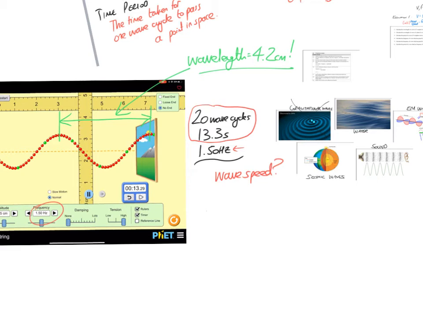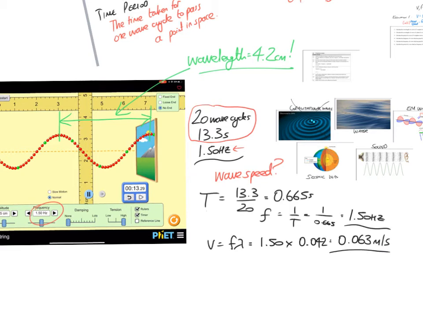Answers in 3, 2, 1. Okay, you'll notice that we get 1.5 Hz, which is good. You'll also notice that, at the last minute, I showed you that the wavelength you can read off the ruler is 4.2 centimeters, and then I've used that to work out the velocity of the waves, which is about 6.3 centimeters per second, which, if we think back to when we were watching the video, is about right.